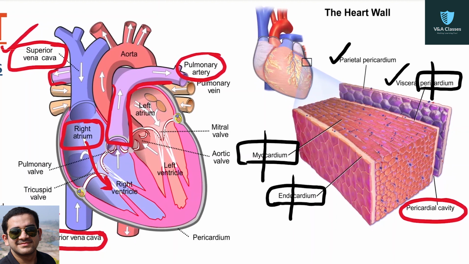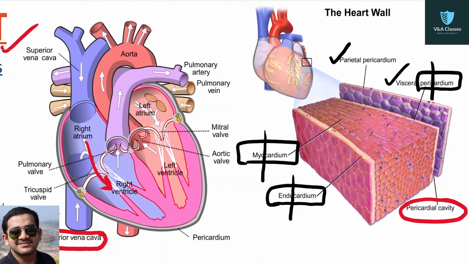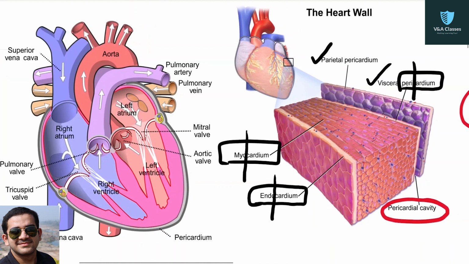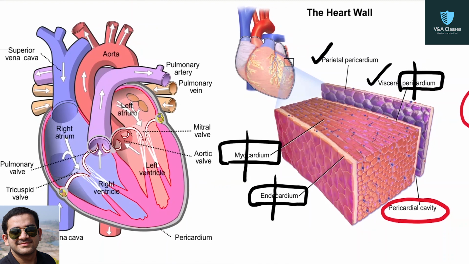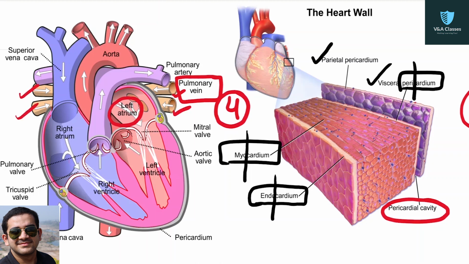So we have seen the main blood vessels on the right side. Now let's see the main blood vessels on the left side of the human heart. First we will see the blood vessels coming to the left atrium. What are these blood vessels called? They are called the pulmonary veins. Four pulmonary veins drain into the left atrium. You can see two on this side and two on this side.